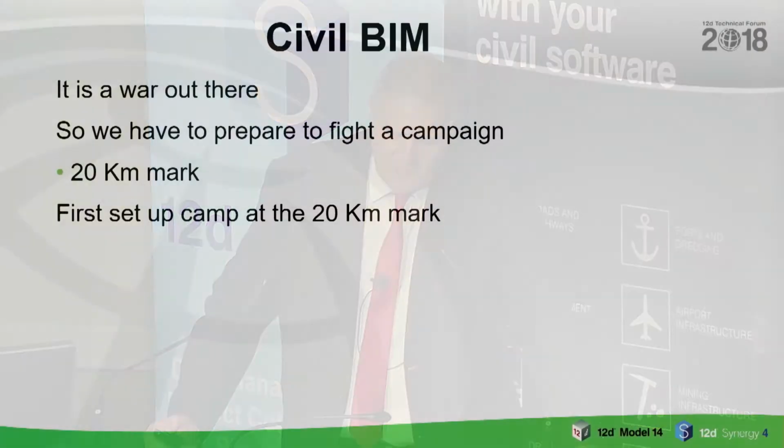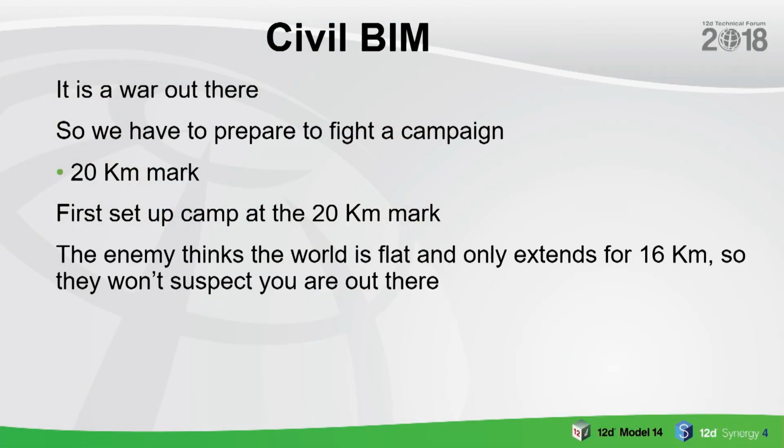There's one little extra thing that I need to talk about, and that is civil BIM. It's basically a war out there. So we have to be prepared to fight a campaign on this war. First thing, we have to set up a camp for a battle. And I suggest we do it at the 20-kilometre mark, because they think the world's flat and only goes for 16 kilometres, so they'll never see us there when we're getting ready to attack them.